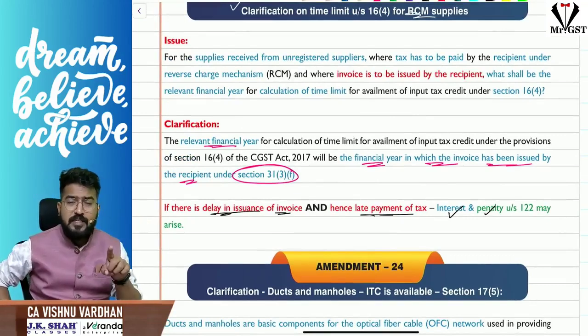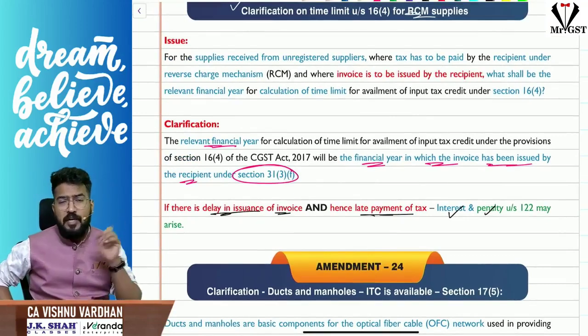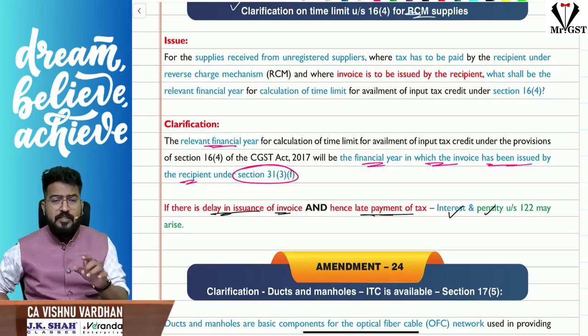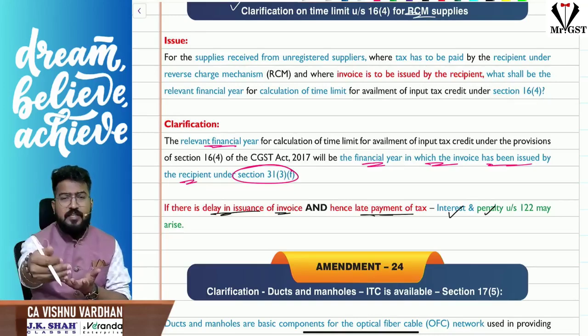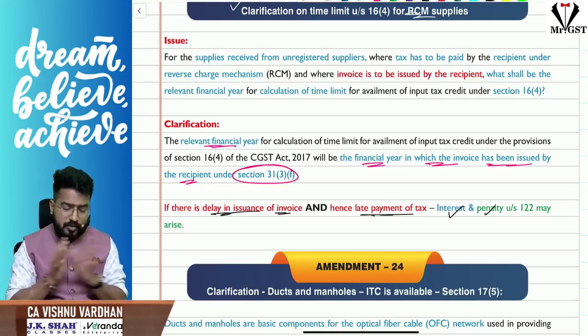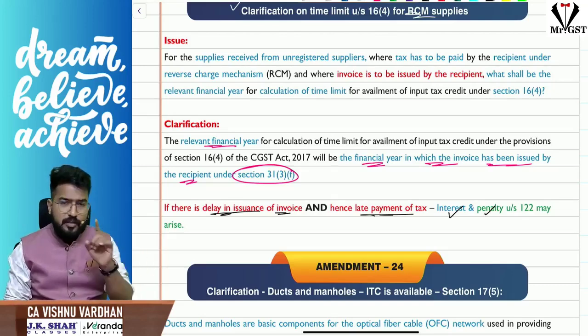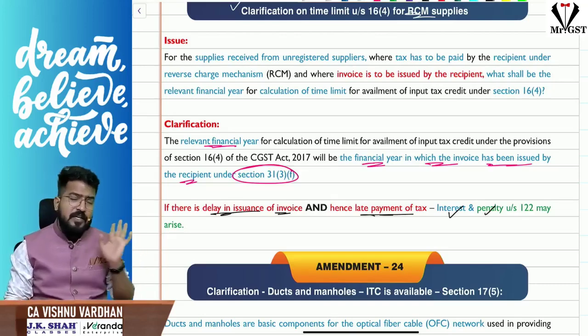Then he should raise the tax invoice within the Section 31 time limit, and the time limit to take ITC on that is the succeeding financial year's 30th November or the actual date of filing the annual return of the relevant financial year, whichever is earlier. So that is the point. That means you should raise the invoice within the Section 31 time limit and take ITC accordingly.